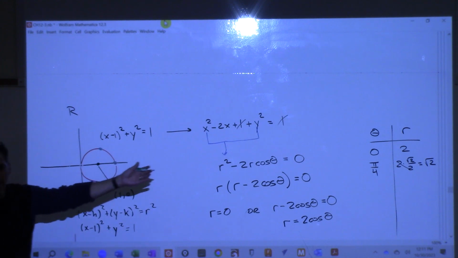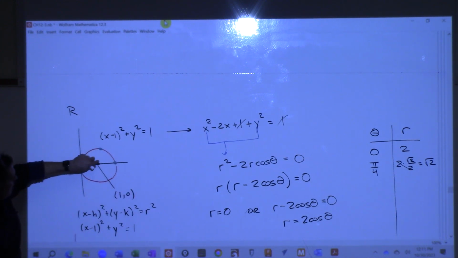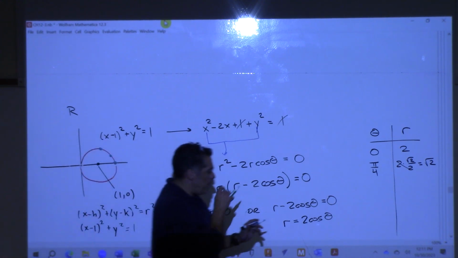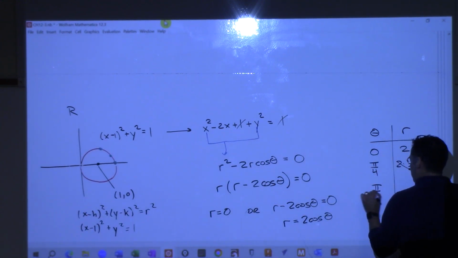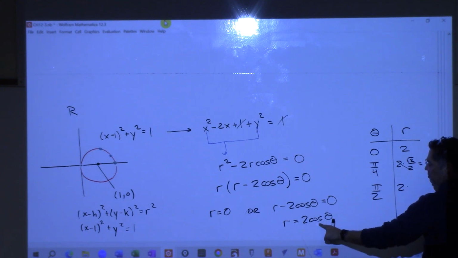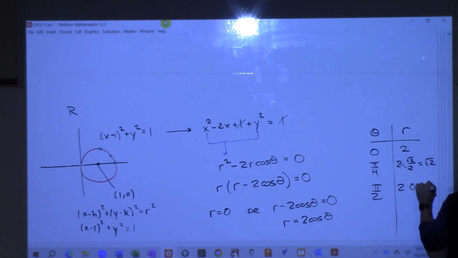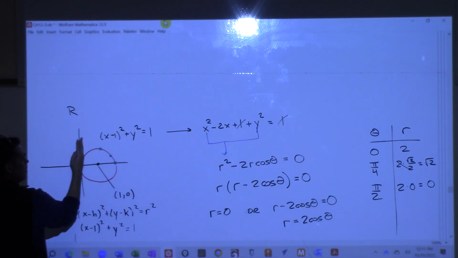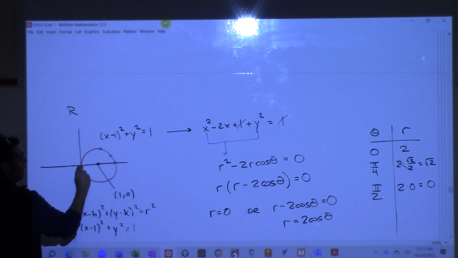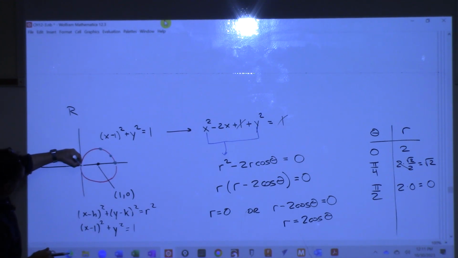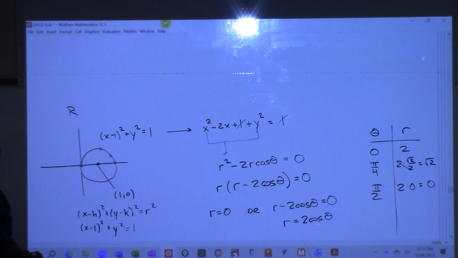If you were to do pi over 6, you'd walk out and you would be here. What about pi over 2? So 2 times cosine of pi over 2, which is 0, so you'll be at 0. That means when you're aiming straight up, how far do you walk out? You don't. And that means you're here.